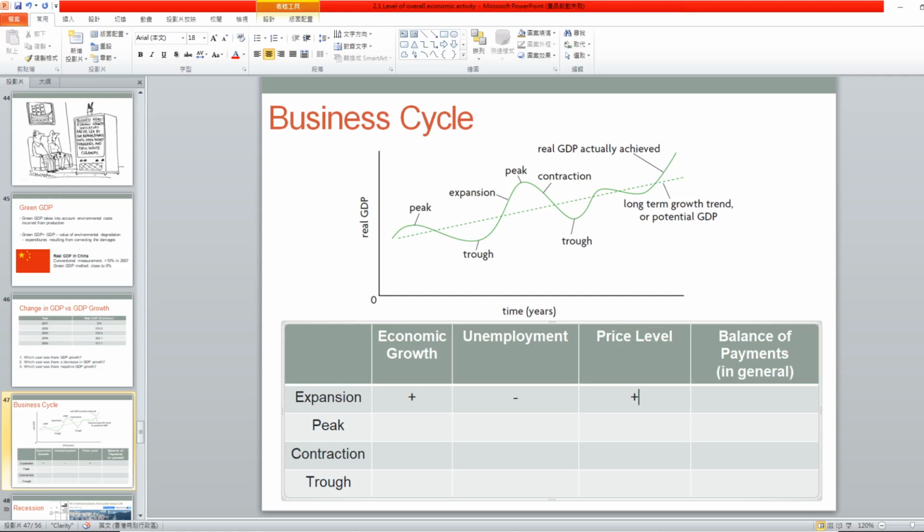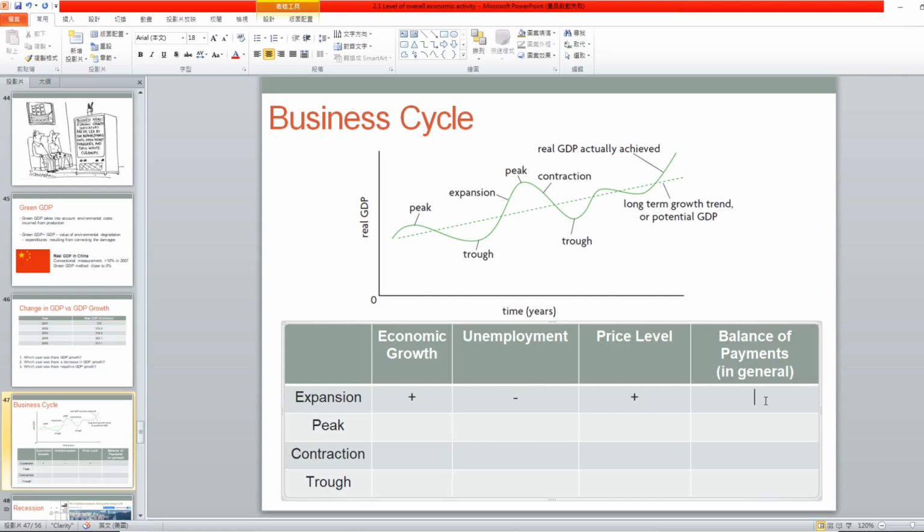I hope you still remember the macro concepts, because you can see we are going to use everything that you have learned so far in macroeconomics here. So yes, this is the case.